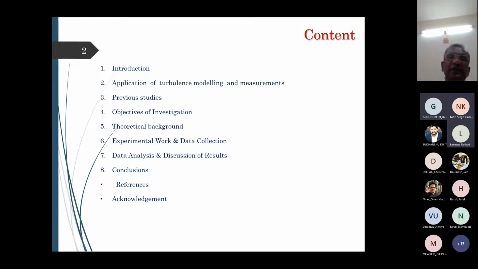So basically this presentation would be divided into the following heads. That is introduction, then we have application of turbulence modeling and measurements, then we have previous studies.